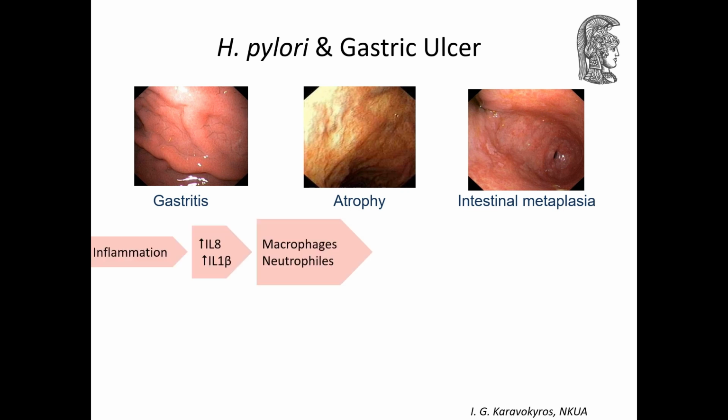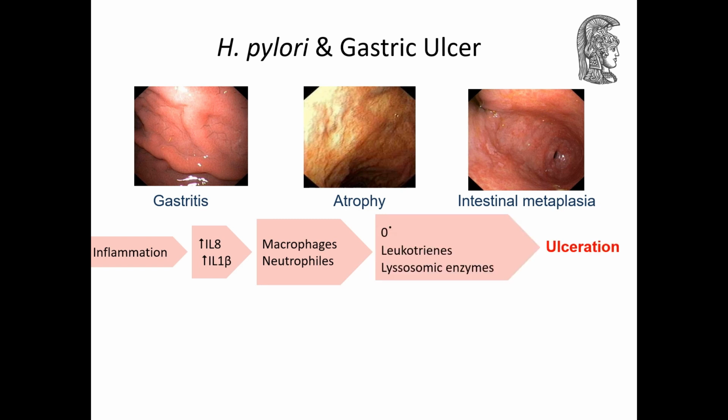The gastritis inflammatory response induces interleukin-8 and interleukin-1 beta synthesis, which attract macrophages and neutrophils to the mucosa. These in turn release free oxygen radicals, leukotrienes, and lysosomal enzymes. All these destroy the defensive mechanisms and exert a corrosive and ulcerative effect.